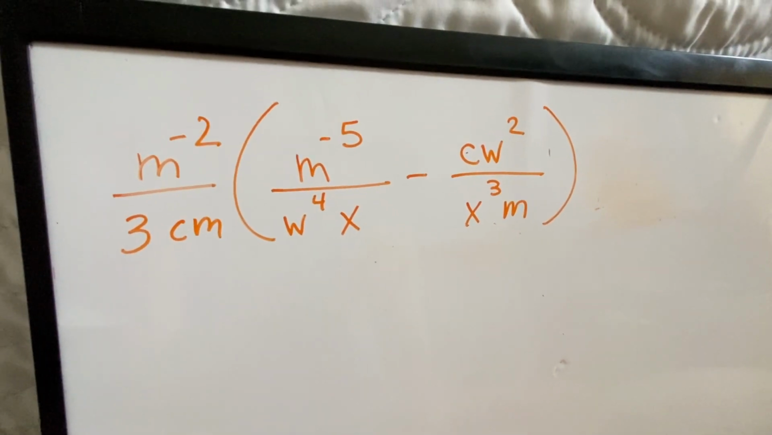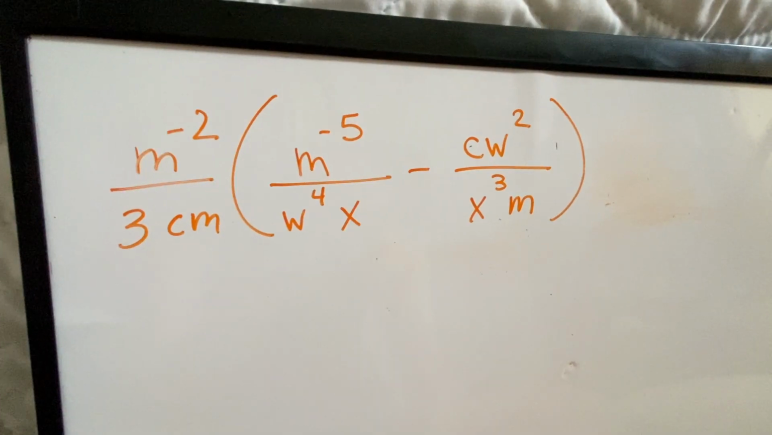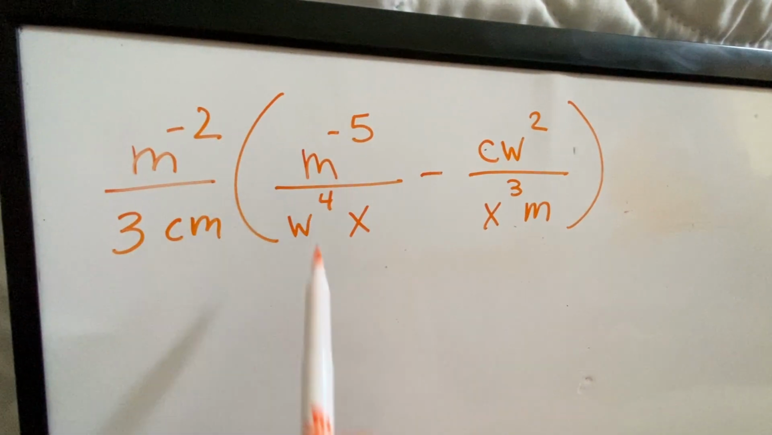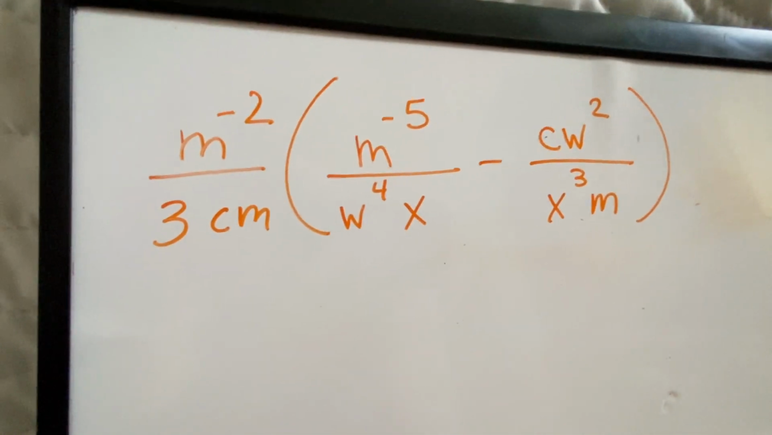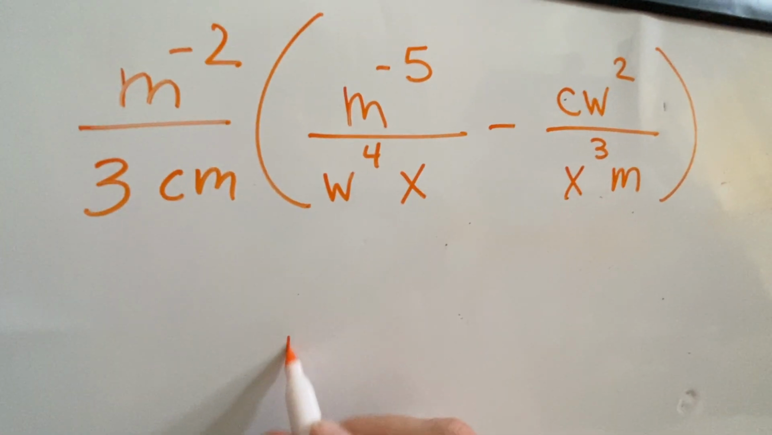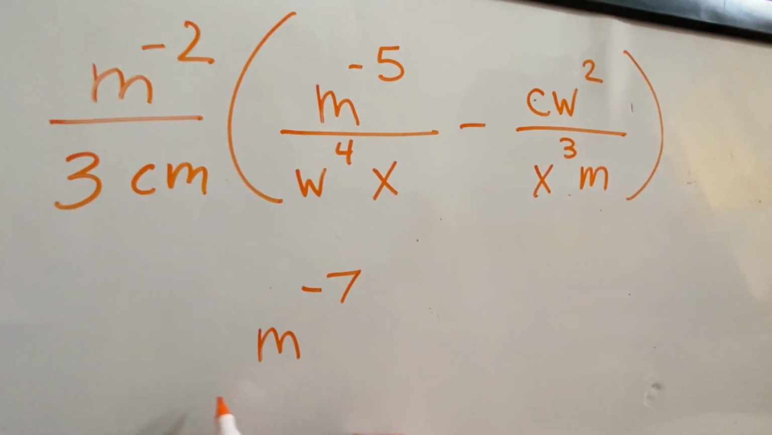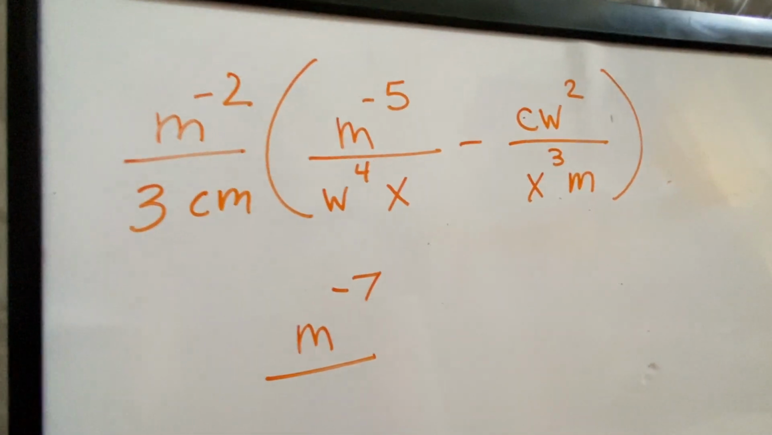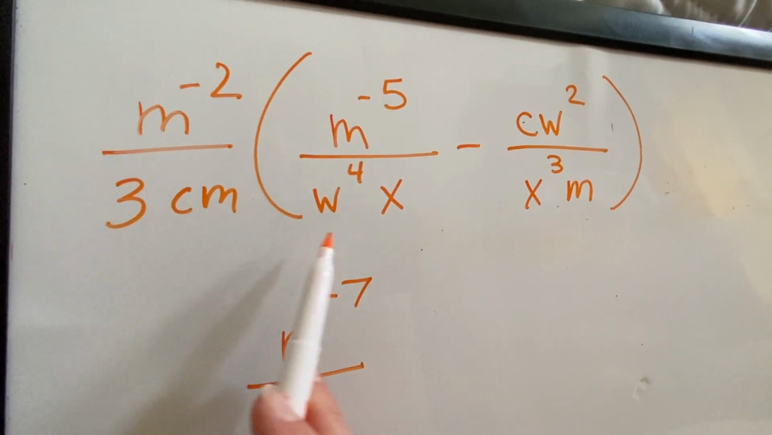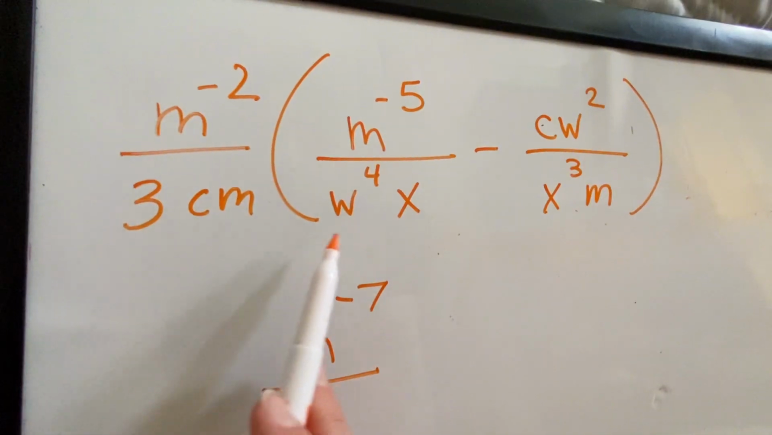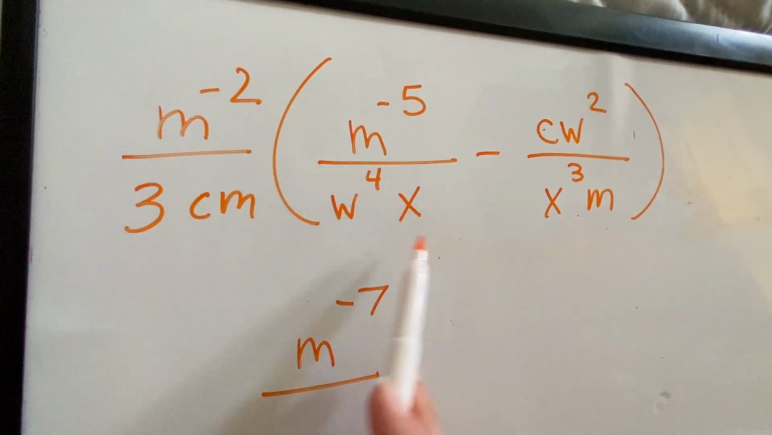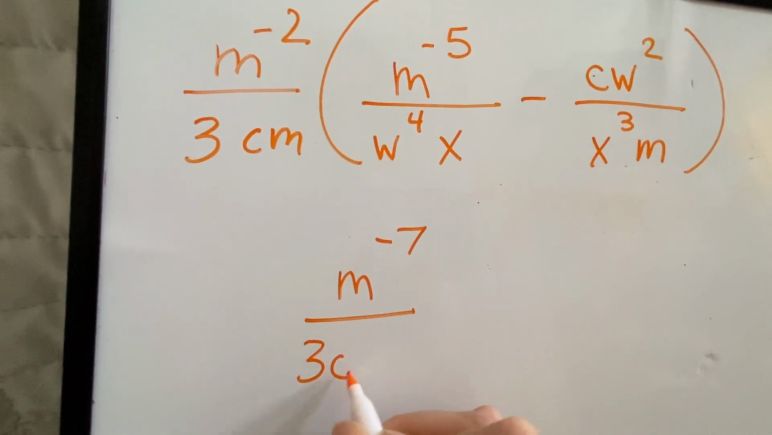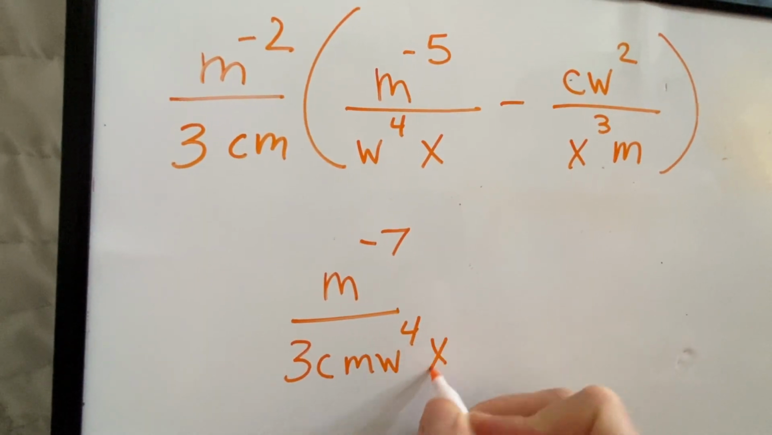So we're going to take m to the negative 2 over 3cm, and we're going to distribute it through. Okay, so m to the negative 2 times m to the negative 5. Those are two negatives, so we add them together, same sign, and we keep the sign, so that's m to the negative 7th. I'm just going to go ahead and simplify that right now. And then we've got 3cmw for x. None of these x variables are the same. So we're just going to be left with 3cmw to the 4th x.